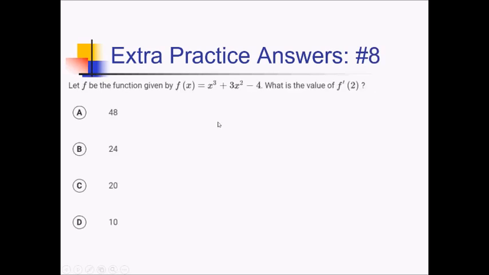On this no calculator problem, they want the derivative of this function here at 2. So let's first take f prime of x in general. Using our power rule, that's going to be 3x squared plus 6x, and then that negative 4 is gone because it's a constant. So we just have to plug in 2 for this. Plugging in 2, that's 3 times 2 squared plus 6 times 2. So that's 12 plus another 12 is 24, giving us choice B.